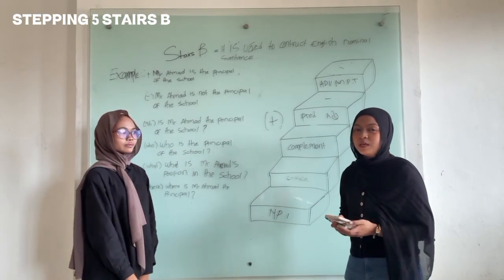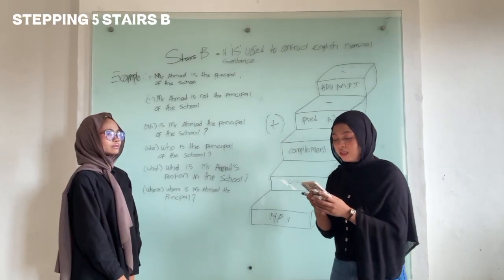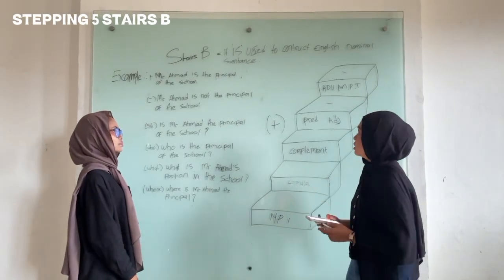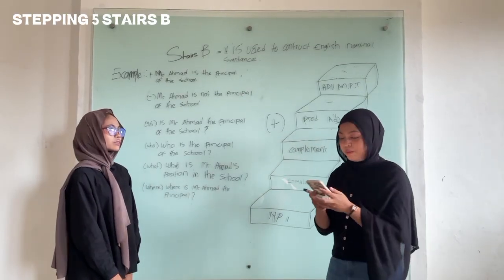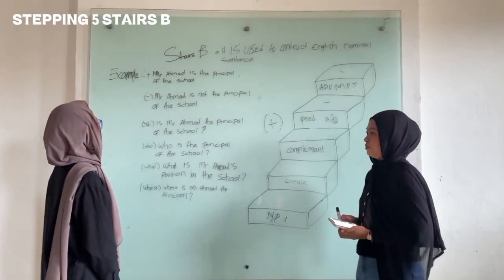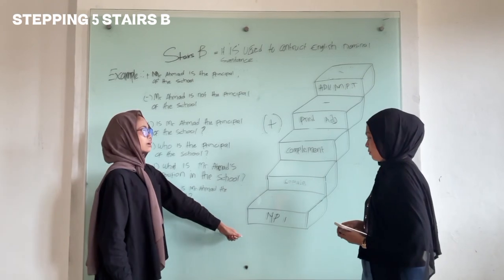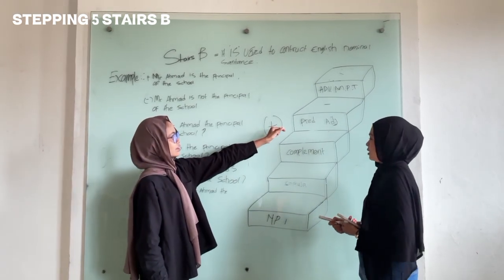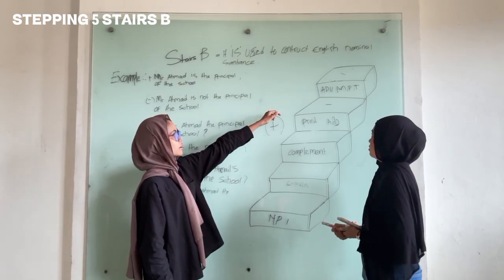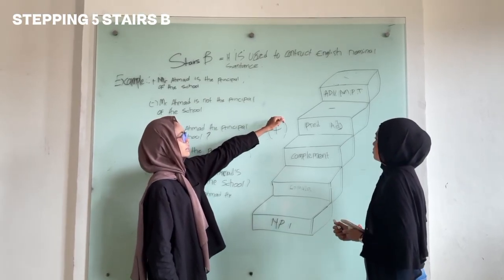Stepping the 5 stairs B is a teaching technique that helps students construct English nominal sentences correctly and easily. The pattern of stairs B is NP1, copula, complement, predicate adjunct, and adverb of manner, place, and time.